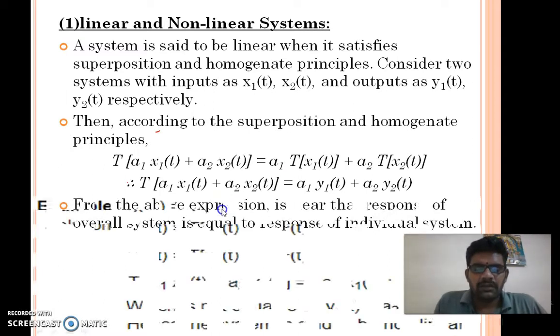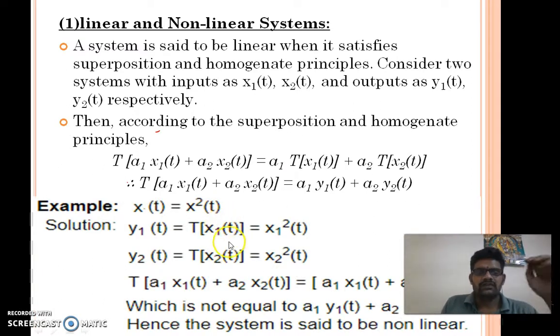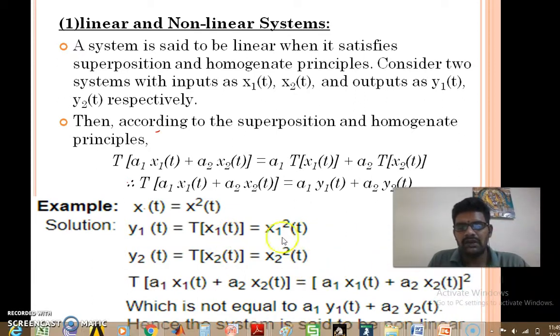This can be explained easily by using an example. It is an example of a non-linear system, not a linear one. For example, if the system is y of t equal to x square of t, and you give input x1 of t, then the output is y1 of t, which is the transformation of x1 of t, equal to x1 square of t. Similarly, for x2 of t, the output is y2 of t.